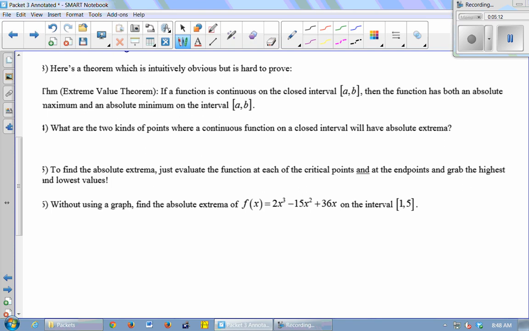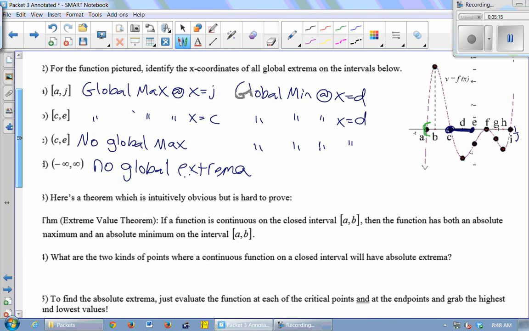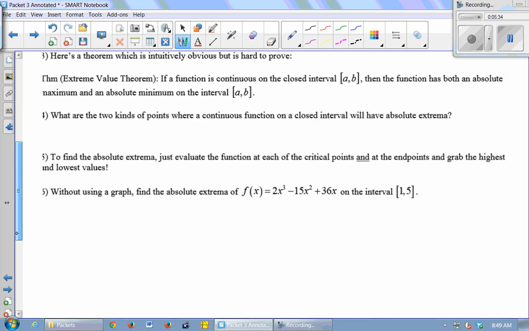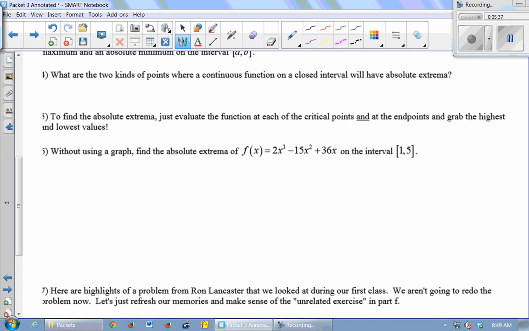Look at the examples. Critical point, you mean a critical point? Yeah. At a critical point where you have a horizontal tangent line, right? Or where else did we sometimes have the maximum or minimum? The endpoint of the interval. Okay, so those are the two kinds of places you can find a global max or a min. At a critical value, or the endpoint of the interval.